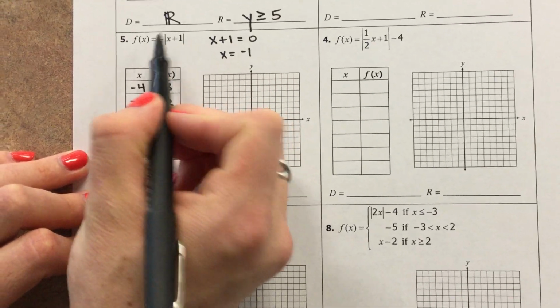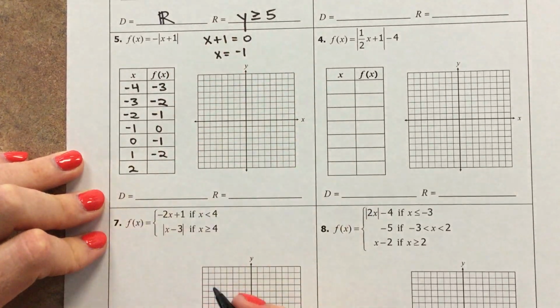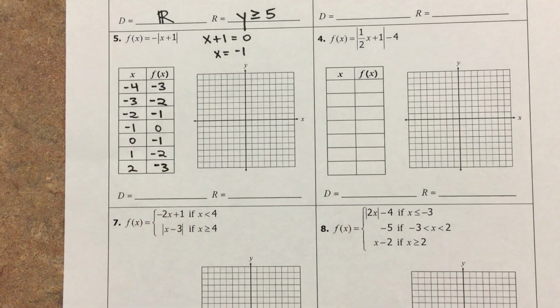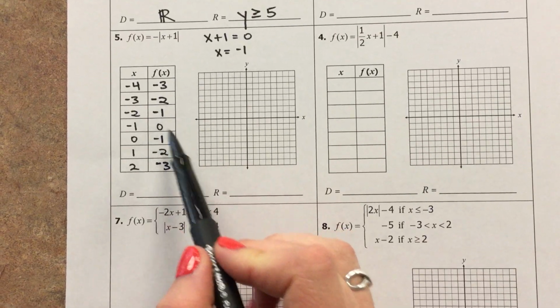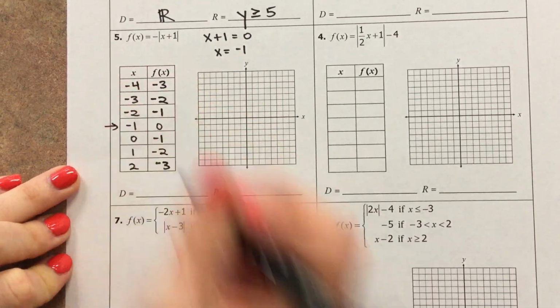1 plus 1 is 2. And we make this a -2. 2 plus 1 is 3, and we make that a -3. So notice you should have the same sort of symmetry that you've seen in your other tables so far. This should be the middle point, that's your vertex.